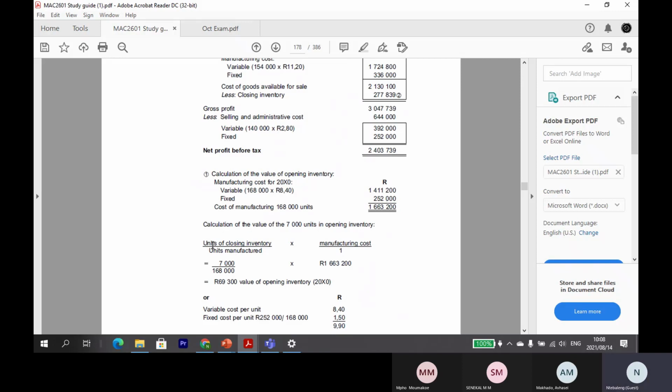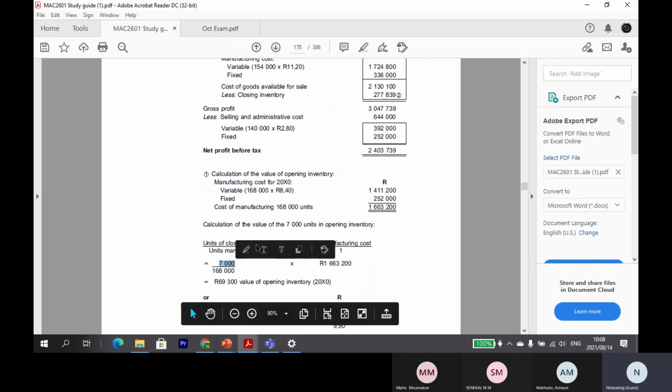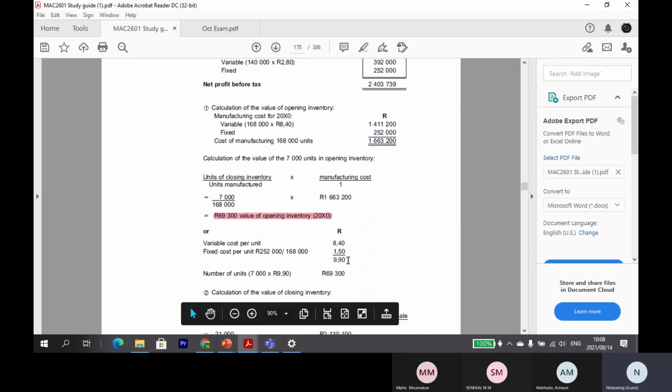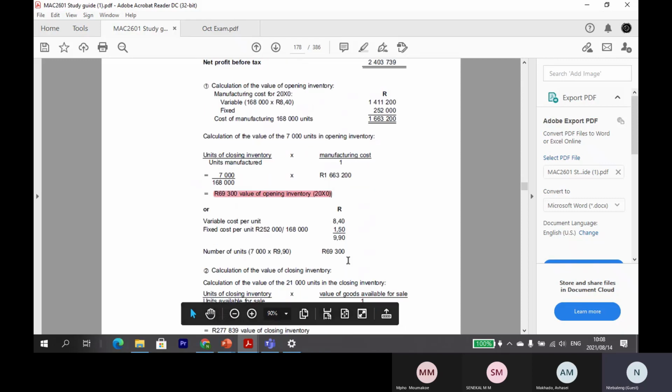So you would do the same thing as we've been doing, because it's a weighted average method. You take your units of closing inventory, 7,000, over the 168. You multiply it against this cost of manufacturing of the 168, which is 1.6 million, and then you get the value of your opening inventory. Are we all good? I hope you are.